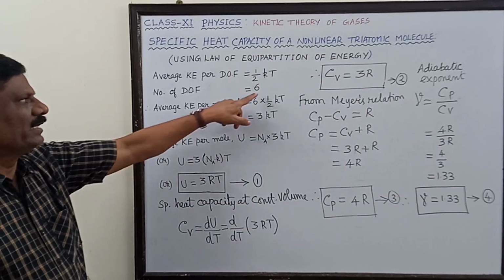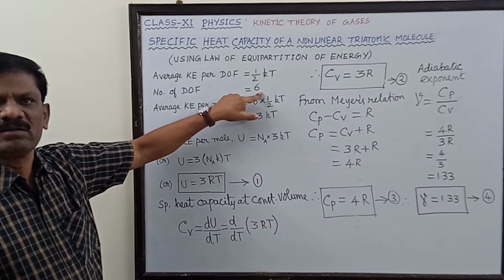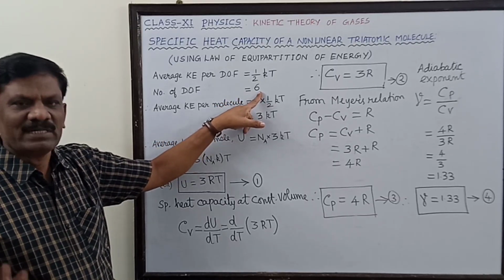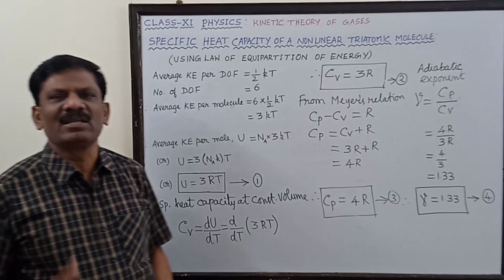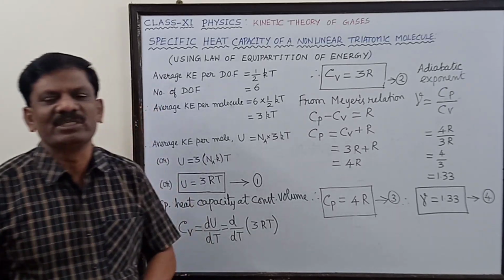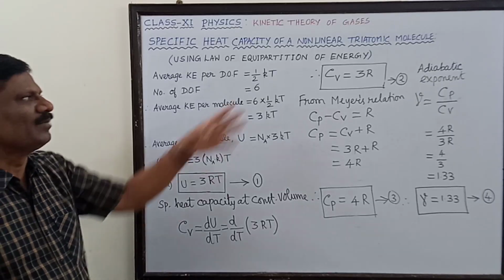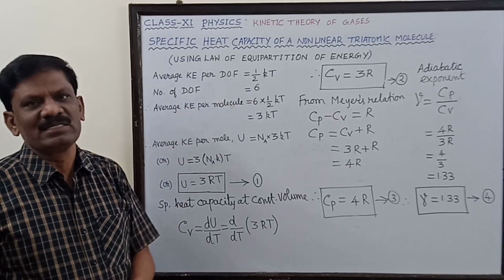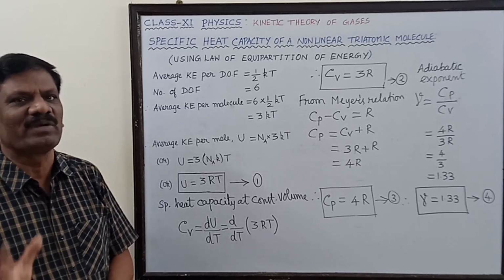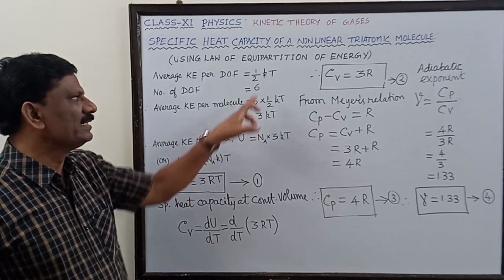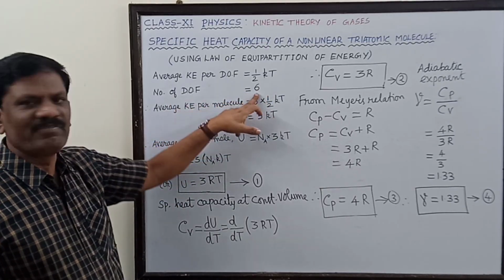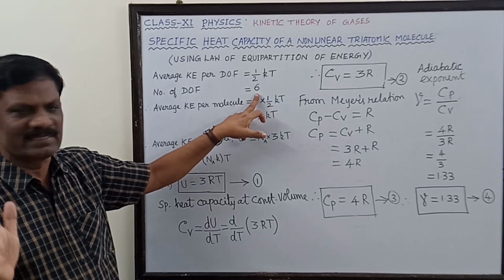So we have taken for a linear triatomic molecule 5, is it not, at normal temperature, and at high temperature it is 7. But here all the 3 rotations along the x, y and z axis are to be considered, and at any temperature the vibrational motion of the molecules is very complicated to study. Therefore we are considering only the translatory and rotational degrees of freedom. So since it has 3 translatory and 3 rotational degrees of freedom, the total number of degrees of freedom of one molecule is equal to 6.